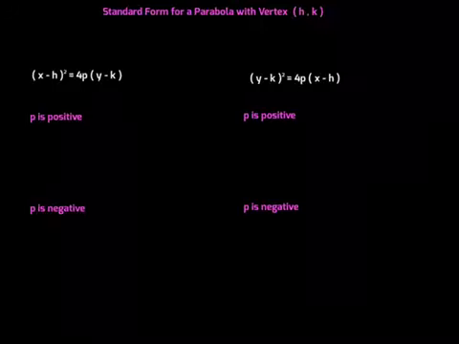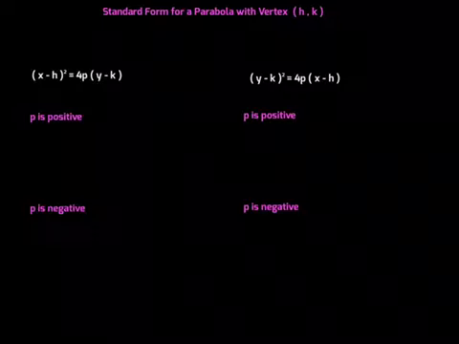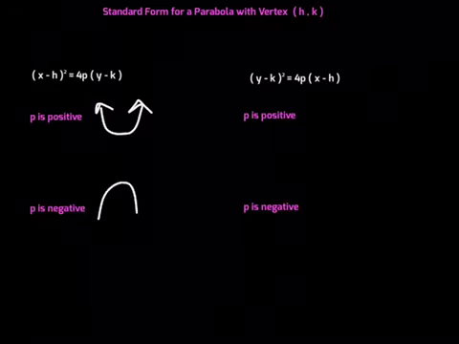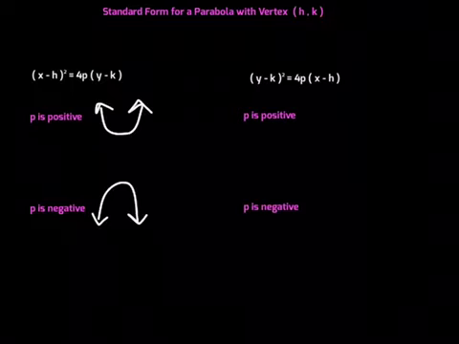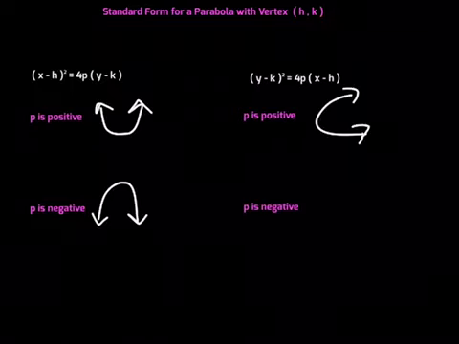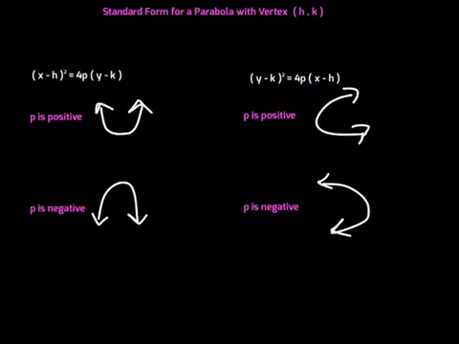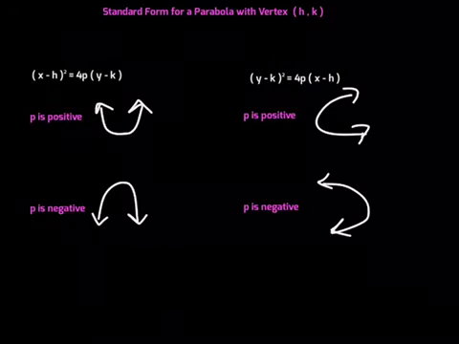So when x is being squared and your p-value is positive, you know your parabola is going upward. If your x is being squared and p is negative, you know your parabola is going downward. If y is being squared and p is positive, then you have a parabola going to the right. And when your y variable is being squared and p is negative, your parabola is going to the left. Okay, everybody? I think we are ready for our first example.